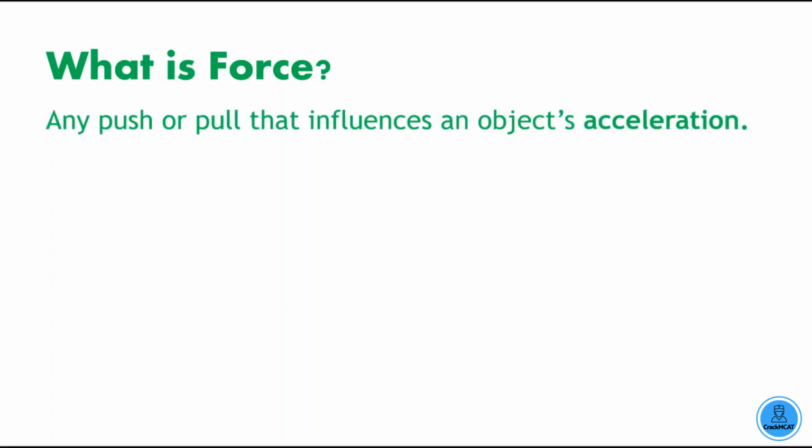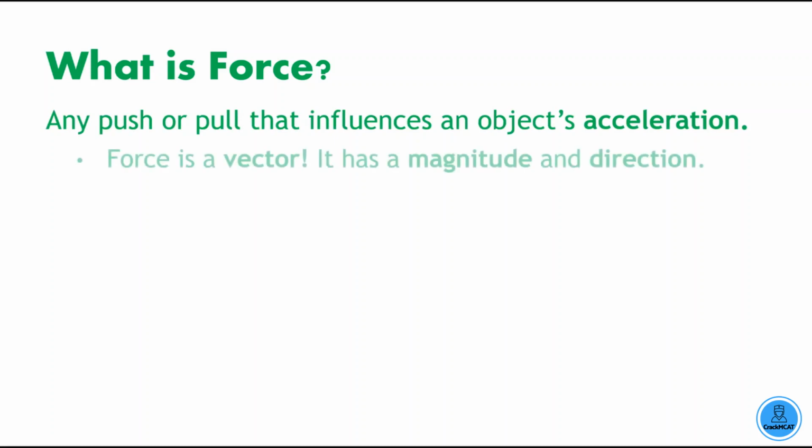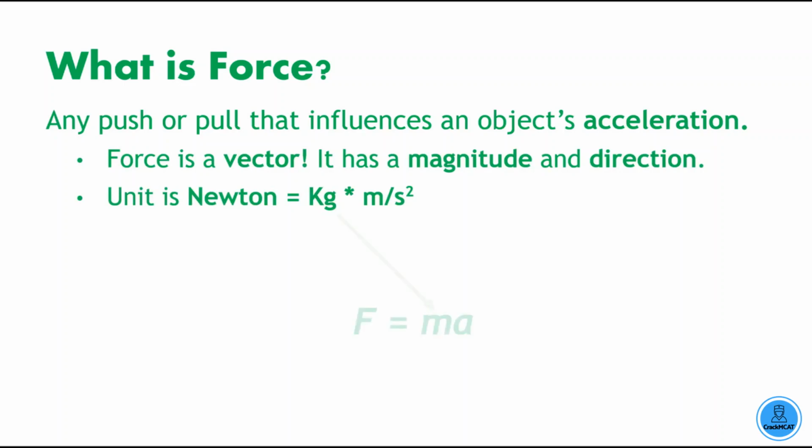Force is defined as any push or pull that changes the object's acceleration. And just like acceleration, force is a vector quantity. So force is calculated as mass times acceleration, so its unit is going to be kilograms times meters per second squared, which is also equal to newtons. So whenever you see a quantity with a letter N next to it, like a number and then N, you can assume that it's a force.